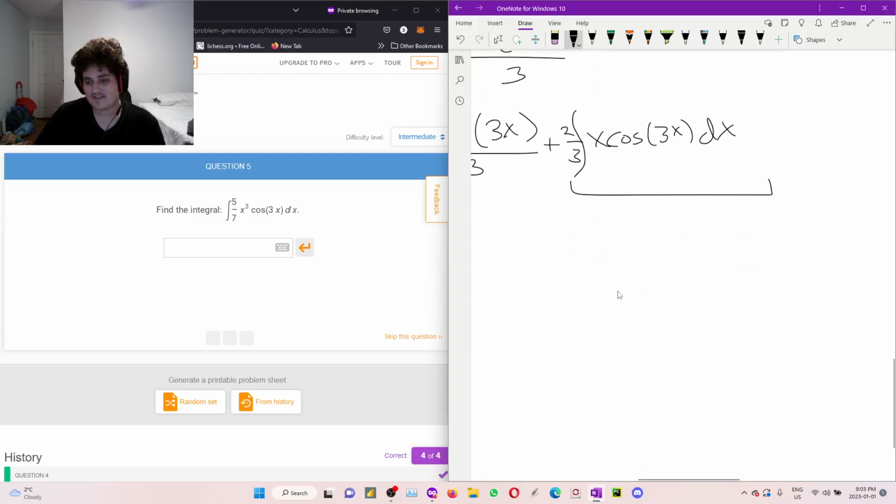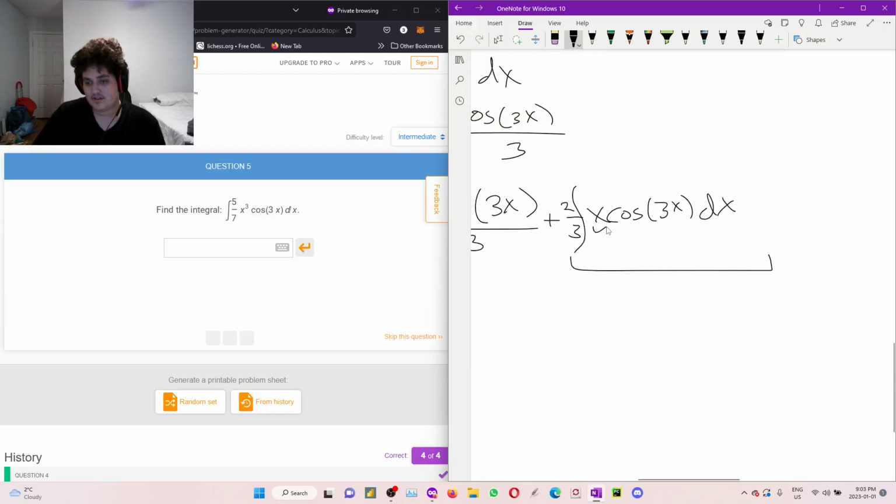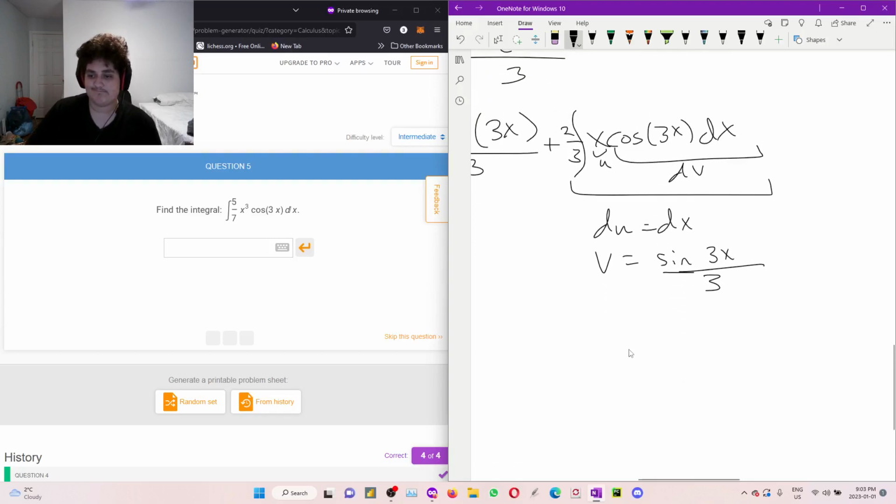I'll try and go as fast as I can. This is our u, this is our dv. du equals dx. v equals sine 3x by 3. Right. Now we can start doing it.